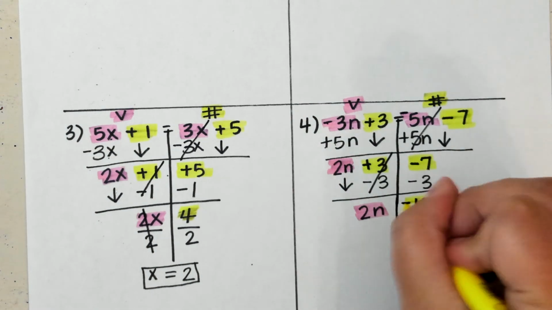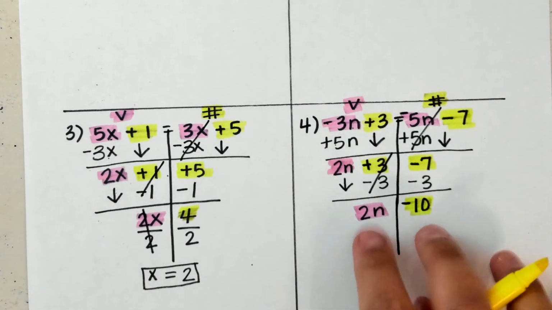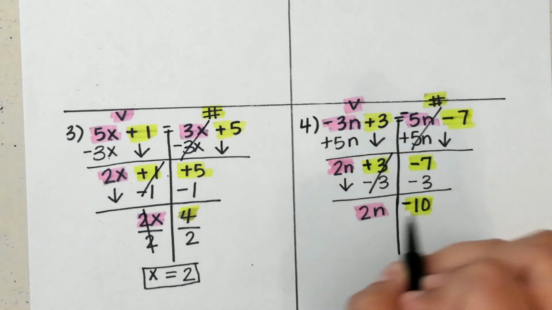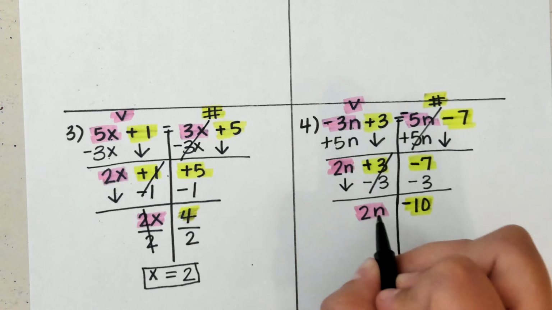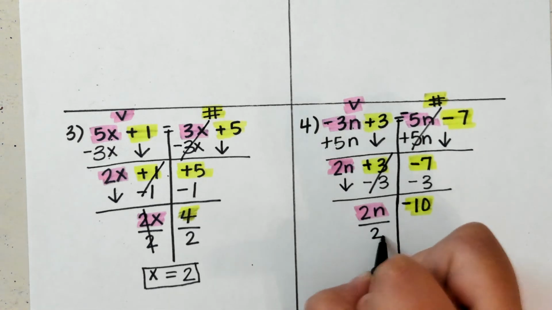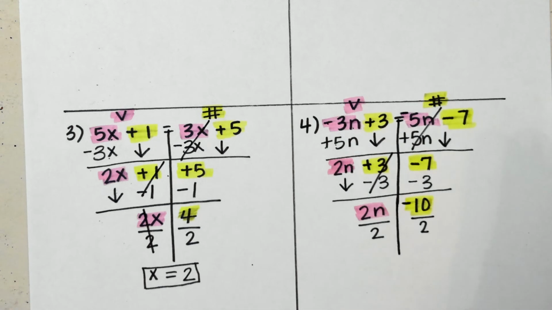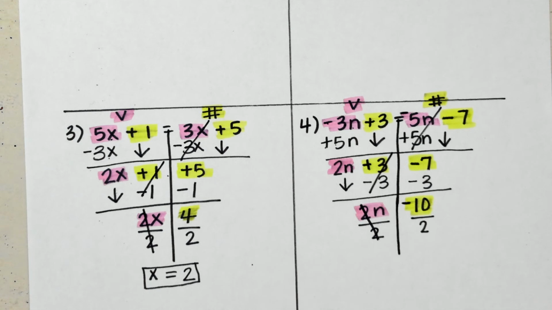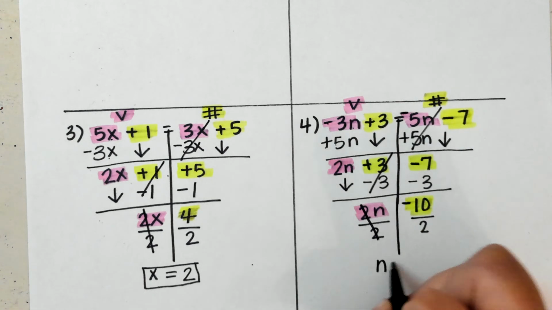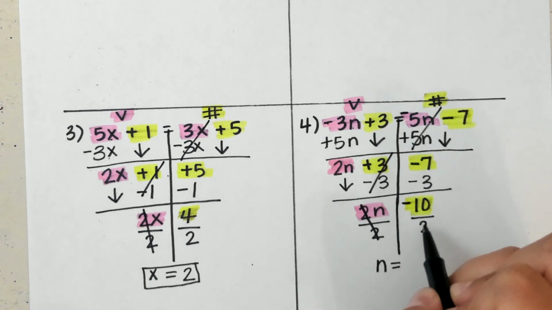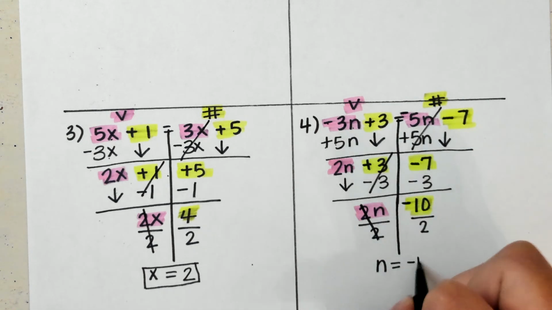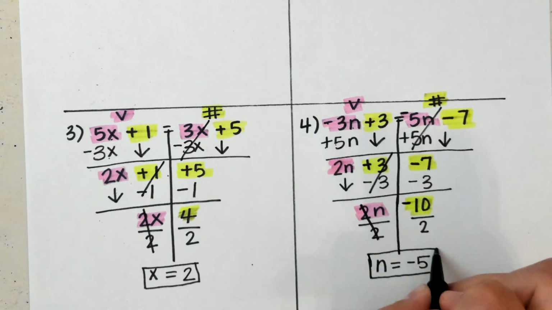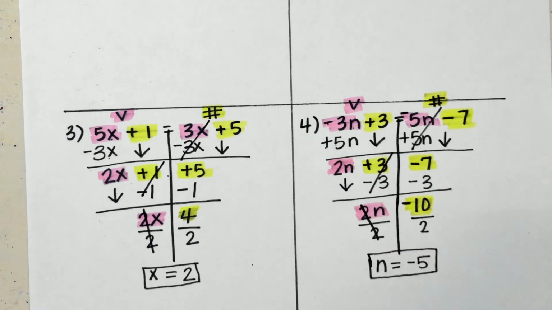Now that I have my variables and my numbers separate, I can divide both sides by 2, the number that is next to the variable. So I'm going to divide both sides by 2. My 2's can cross out because 2 divided by 2 is just 1. I'm left with n equals -10 divided by 2. It's going to be a -5. Remember, anytime you are dividing, adding, subtracting, or multiplying, you can use your calculator.